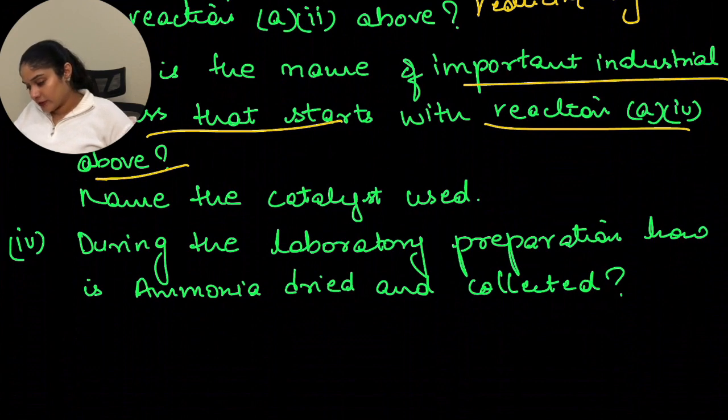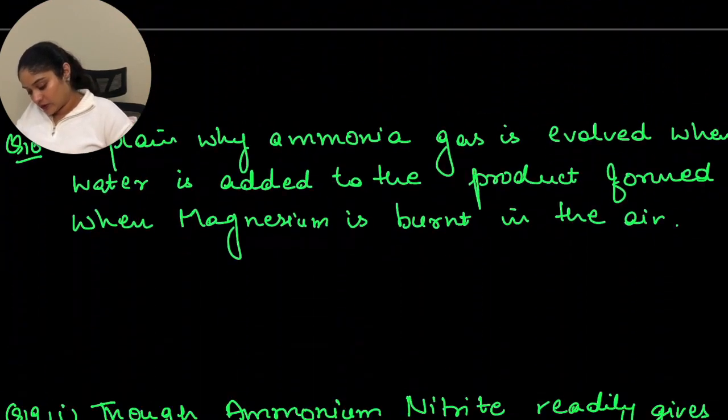The next question is, during the lab preparation, how is ammonia dried and collected? By now you would have understood how important this particular question is. Ammonia gas is dried over quicklime and it is collected by downward displacement of air. Let's move on to the next question, students.